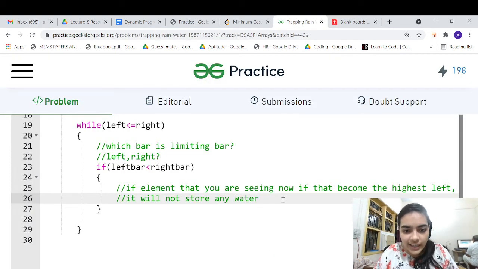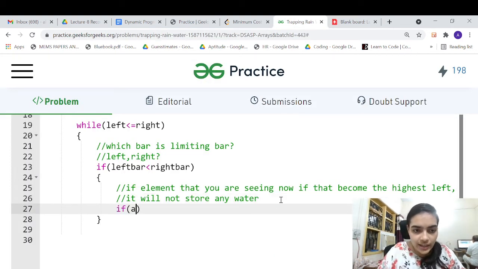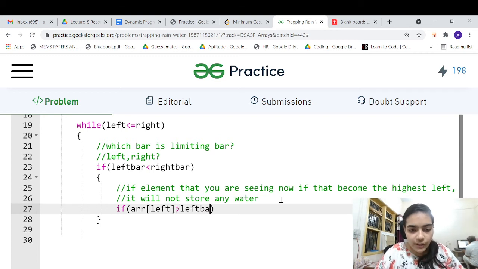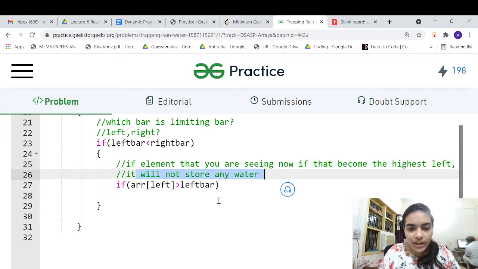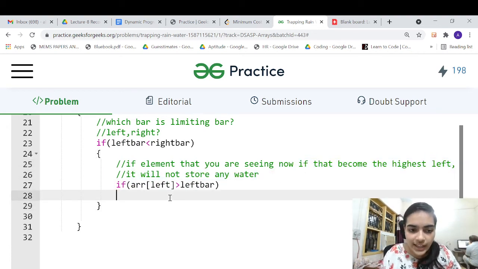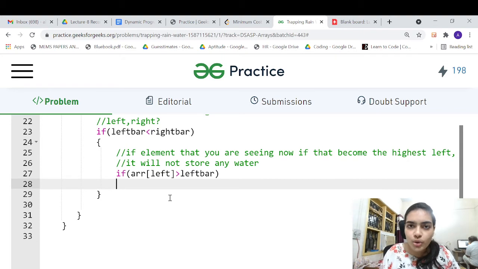So if that is the case, we will see if array of left is greater than the left bar that you have seen till now, then it will not store any water, because water will spill. There's nothing on the left to support it. So in that case, what will happen? You don't have to store any water, right?